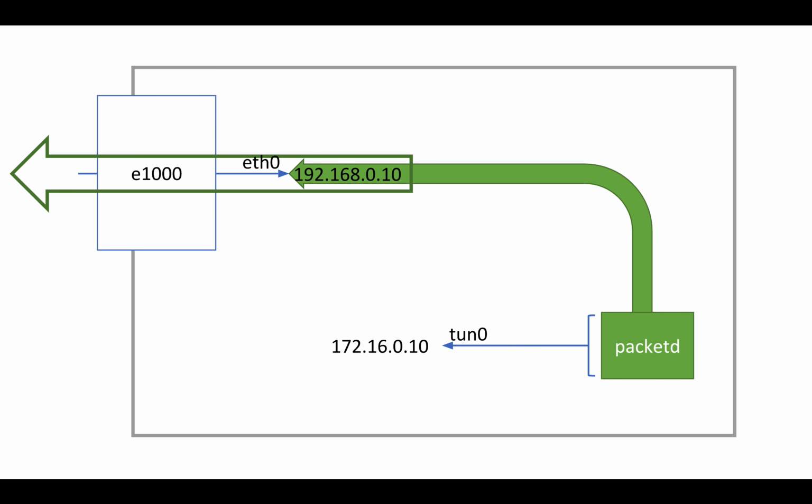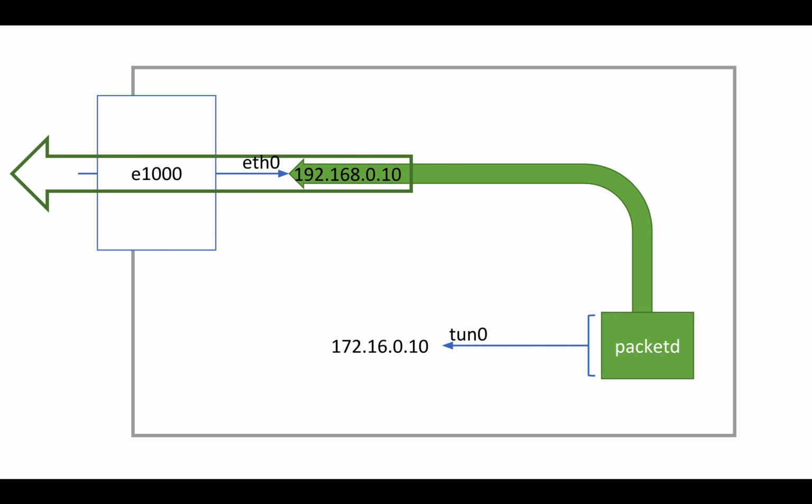And as I say, the route table will know that the 192 address goes out of ETH0. So packet D uses the 192 address to get directly to the internet, but everything it's sending is actually just a wrapped encrypted version of things that were sent to 172.16. So as far as most processes on my system are concerned, the default way to the internet, the default route, is via 172.16.